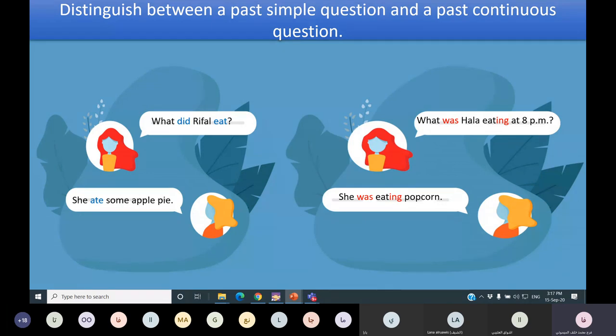Yes, Kinda? She eats some. Wait, Kinda, wait. Look at the verb. It's in the past. How do we read eat in the past? She ate some apple pie. Apple pie, because we have an I in the middle. All right, Kinda? Thank you, girls. Thank you so much.